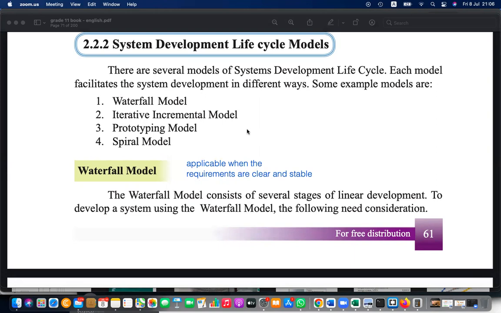But if requirements are vague or changing, or requirements are not clear, this model is not really suitable. It is suitable only when requirements are clear and stable. This is your waterfall model.